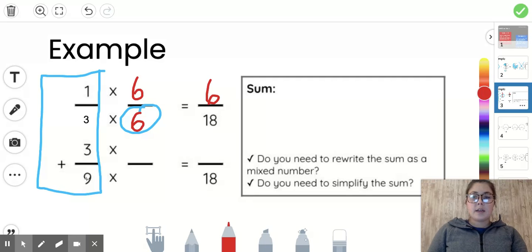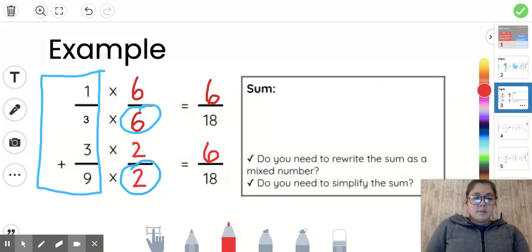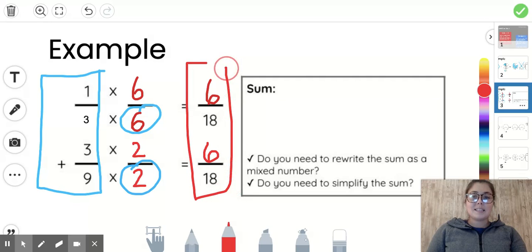Now I've got 3/9. So I've got 9 times what equals 18. I've got 9 times 2 equals 18. So I have to put 2 on the top here. 3 times 2 equals 6. So now I have to add up these two. So I'm going to do 6/18 plus 6/18 equals 12/18.